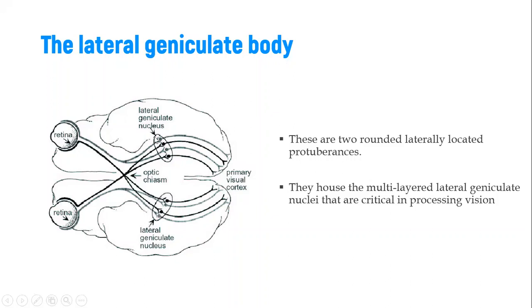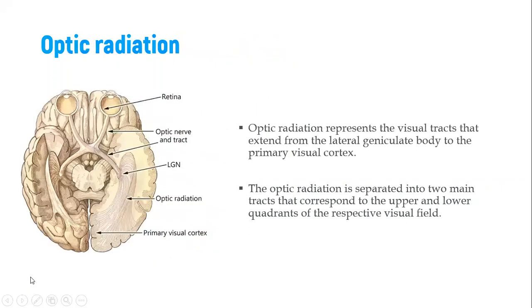This geniculate body is very important. We have two of them. They are round shaped and located laterally, and they have a protuberance. Basically, they are protruding. They house a multi-layered lateral geniculate nuclei, and this is very critical for processing of vision. So the processing of vision starts from here, using the nuclei found on the lateral geniculate.